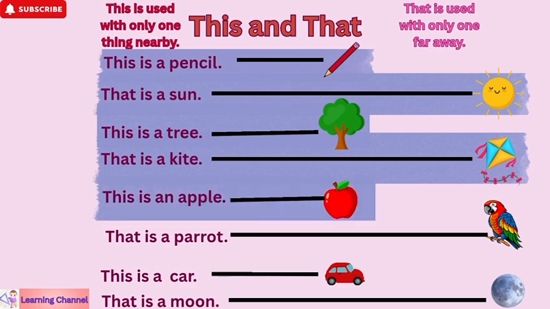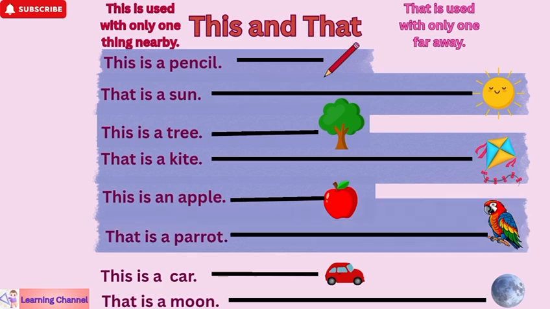This is an apple. You can see the apple is nearby. This is an apple.